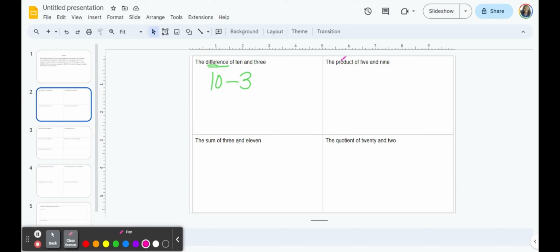Now the product of 5 and 9. Our keyword here is product. The product means to multiply. So we're going to represent this phrase by saying 9 times 5.